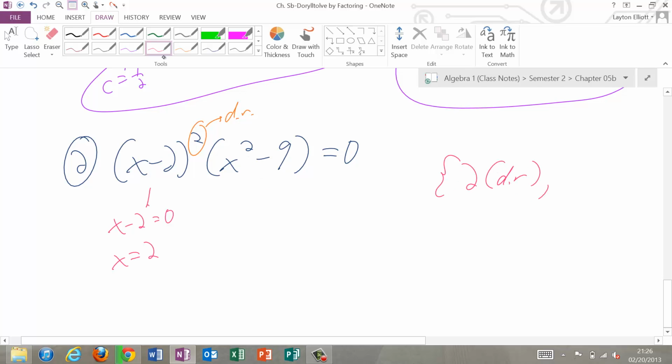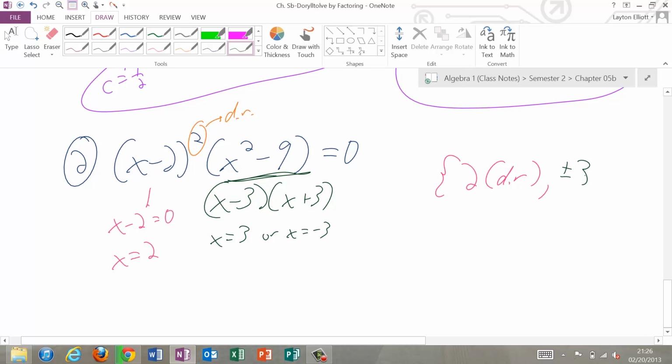Let's examine the rest of this. Well, x² - 9 can be factored further. That is (x - 3)(x + 3), which means that x = 3, or x = -3. So those become 2 more solutions. Those are not double roots because they're only repeated once each. But we can put those as plus or minus 3, and that can close the solution set.